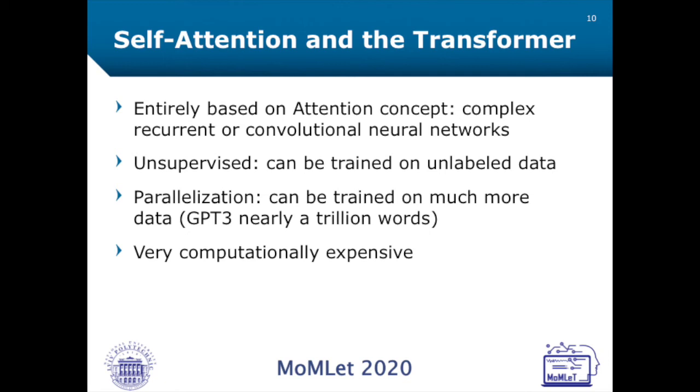The transformer can be trained on unlabeled data and on much more data. For example, the latest GPT-3 model was trained on nearly 1 trillion words. Despite the accuracy of the transformer architecture, it has a significant drawback. It is very computationally expensive.